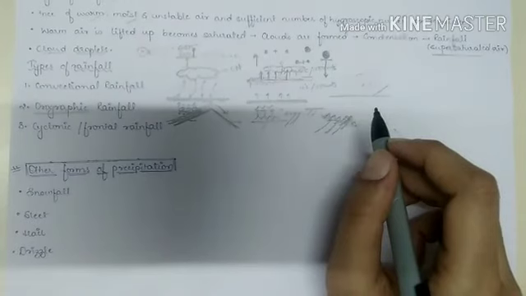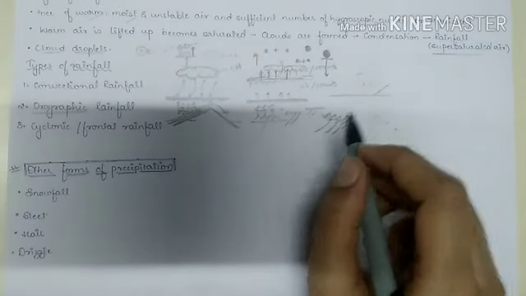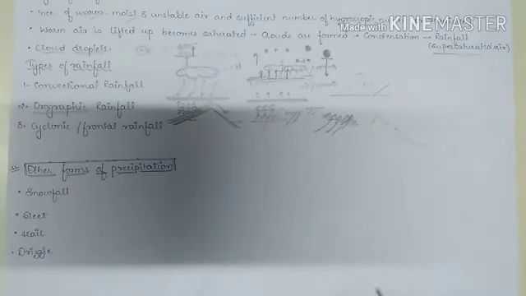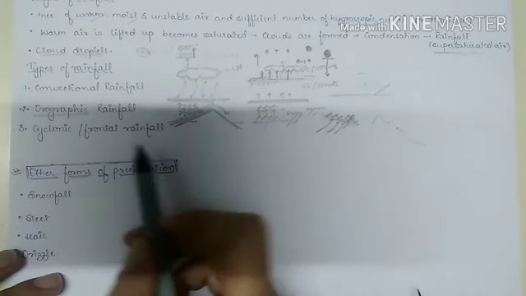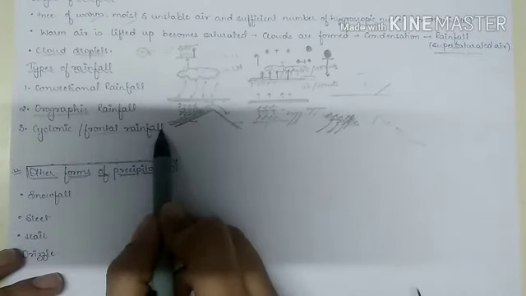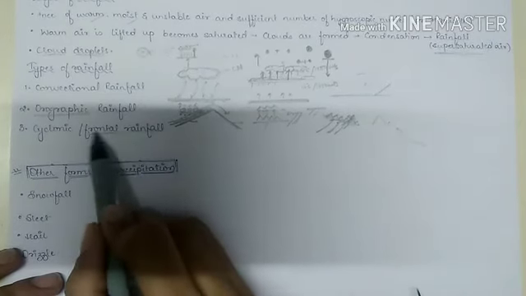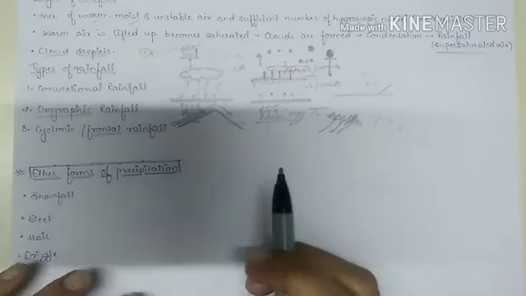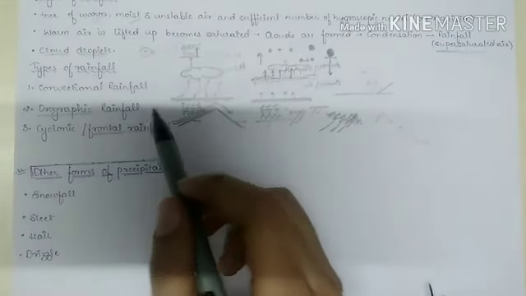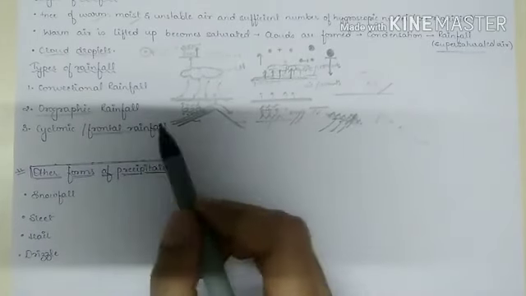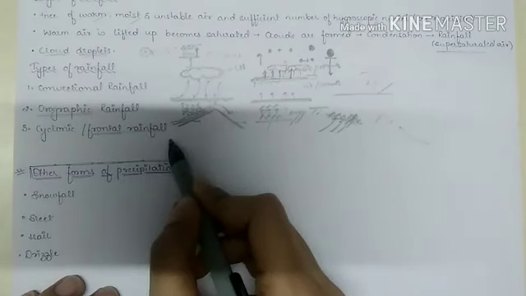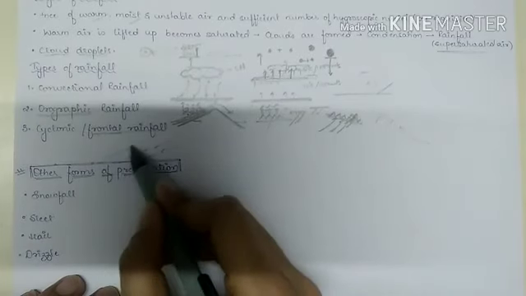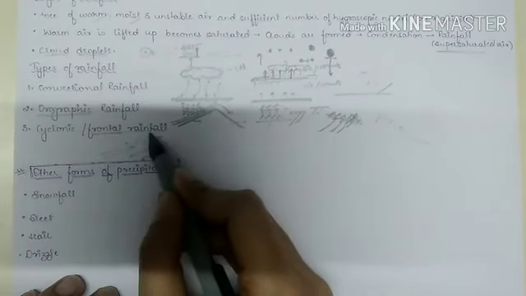Okay. Now as we have done orographic rainfall, we will jump over to cyclonic or frontal rainfall. The cyclonic or frontal rainfall, as the name suggests, is caused due to formation of a front. In this, rainfall is caused due to ascending of moist air. Okay, so here we have cold air and here we have warm air. So this warm air ascends.